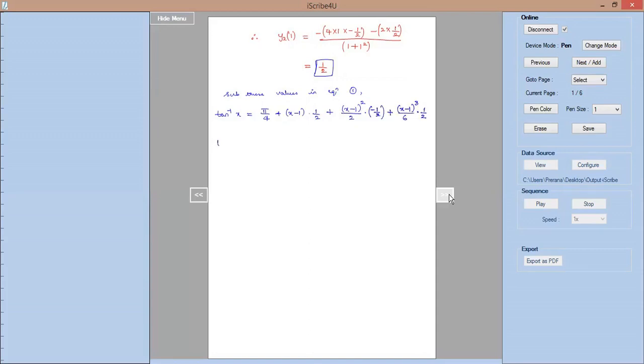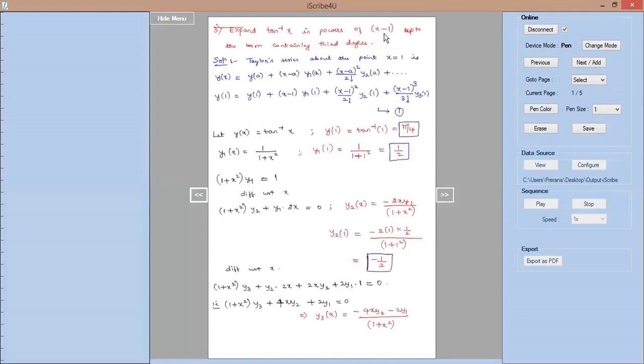So you can just rewrite the answer. We take 1 by 2 common in the last three terms. So if I take 1 by 2 common, we remain with x minus 1 minus of x minus 1 whole square divided by 2 factorial, which can be retained as it is, anything is okay, plus x minus 1 whole cube divided by 3 factorial. So this is the required Taylor series expansion of the given function tan inverse x up to third degree term about the point x is equal to a equal to 1.